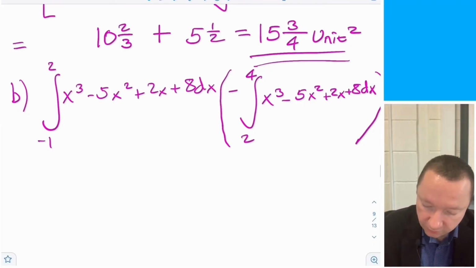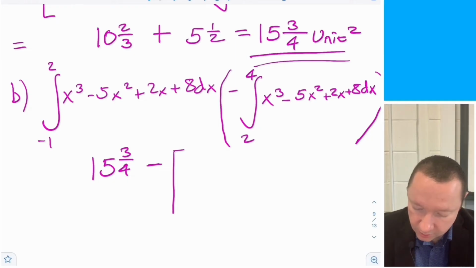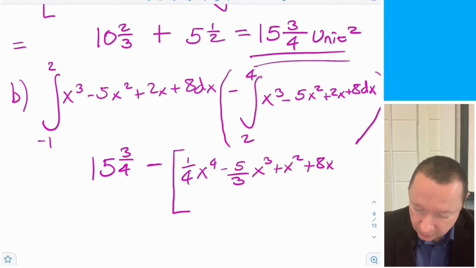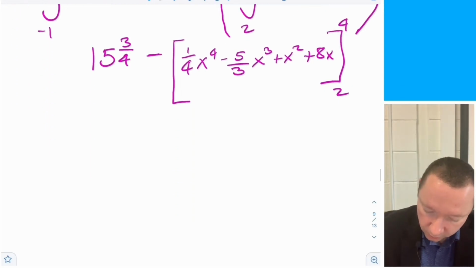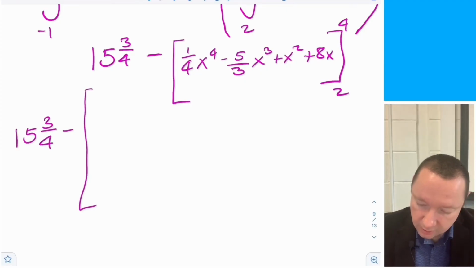So that gives us 15 3/4 minus, let's just start integrating now. So we already know the answer to that, so there's no extra work required. It's 1/4 x to the 4 minus 5 over 3 x cubed plus x squared plus 8x, and that's between 2 and 4. So keeping that 15 3/4 just floating about, minus, let's just use big brackets. Let's substitute our 4 in to start with.